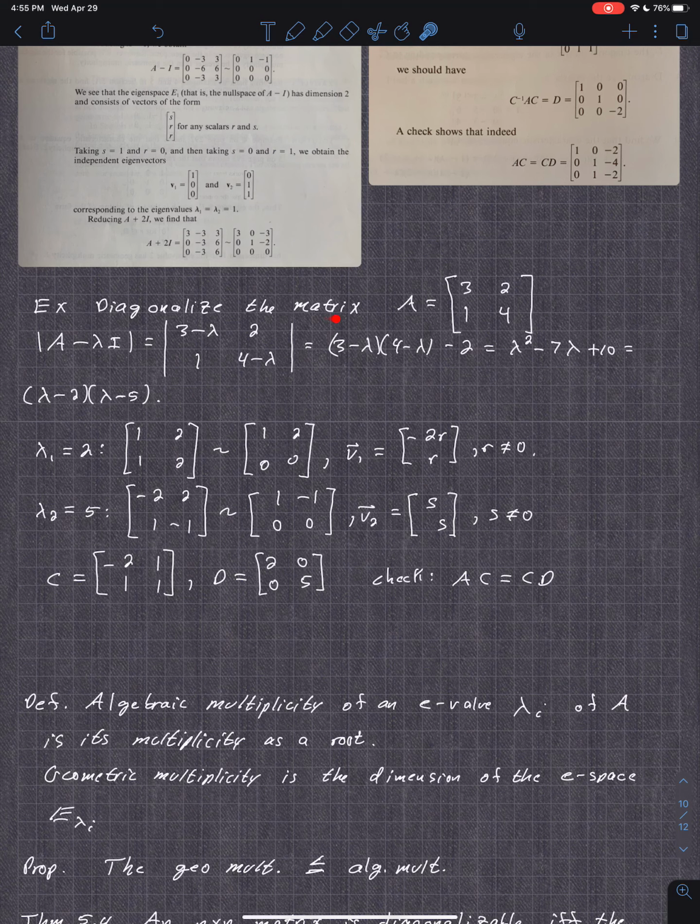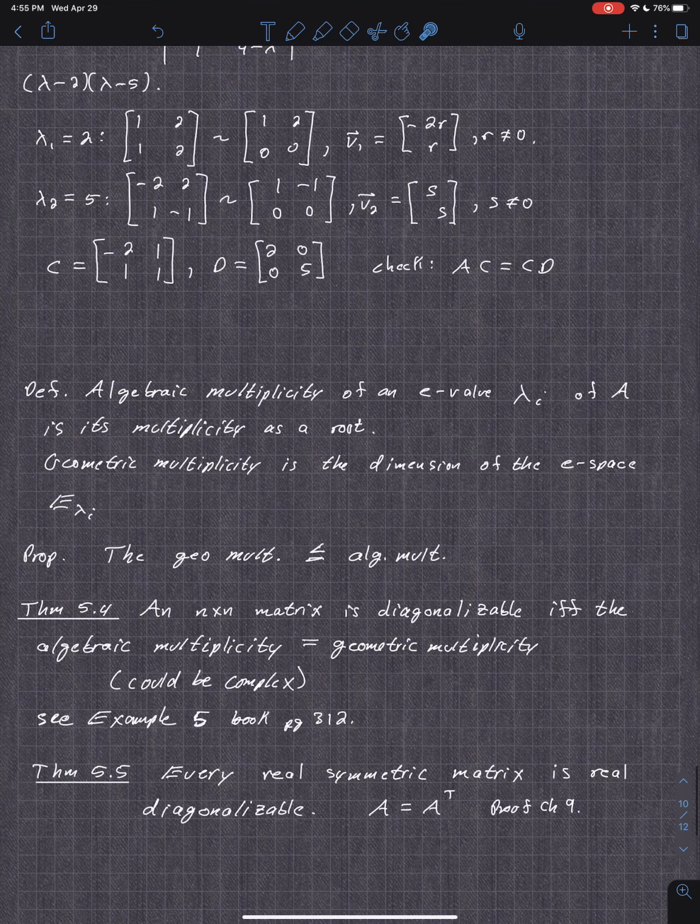So diagonalize the matrix A. You have to find the eigenvalues and corresponding eigenvectors. Then your C is made of the eigenvectors, and D is the diagonal matrix of the eigenvalues. You then check the product. So make sure you can diagonalize a matrix. It's one of those computational problems that you're more or less guaranteed to have.